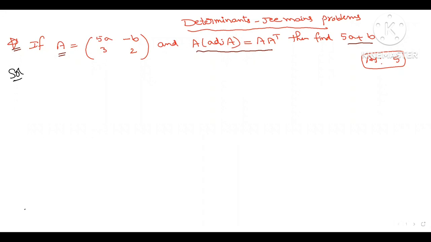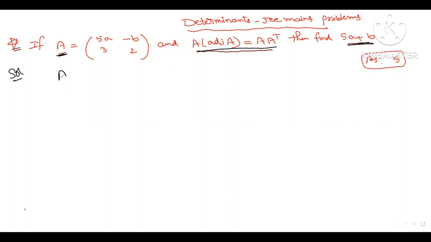Today we discuss determinants, JEE Mains previous year questions. Okay, now explain the first question. In the statement, matrix A is given, as well as one condition: A into adjoint of A is equal to A into transpose of A, then find out 5A plus B.